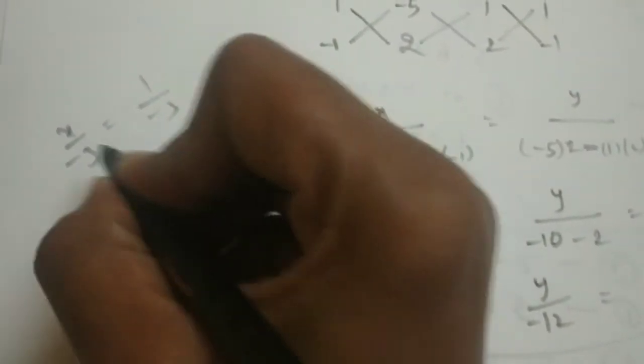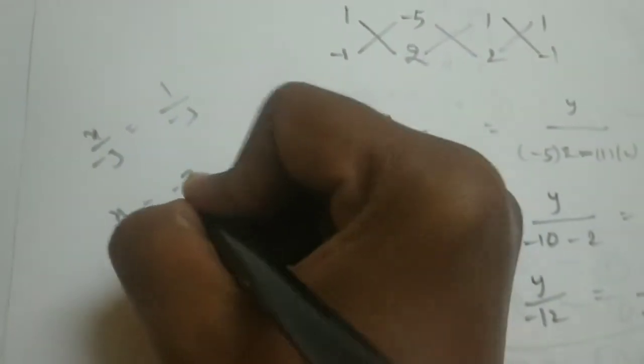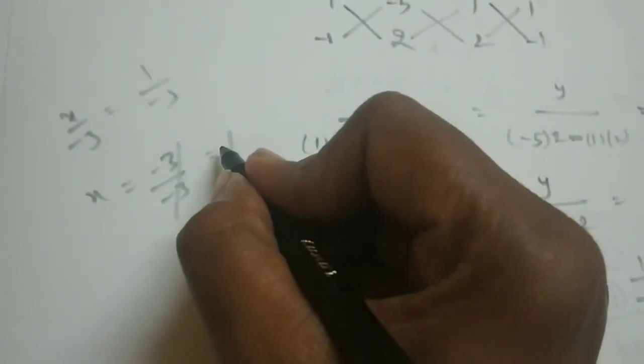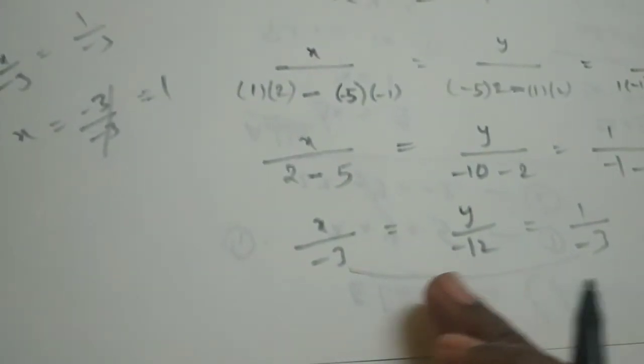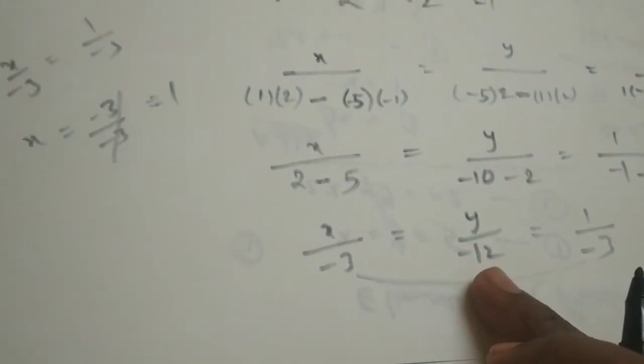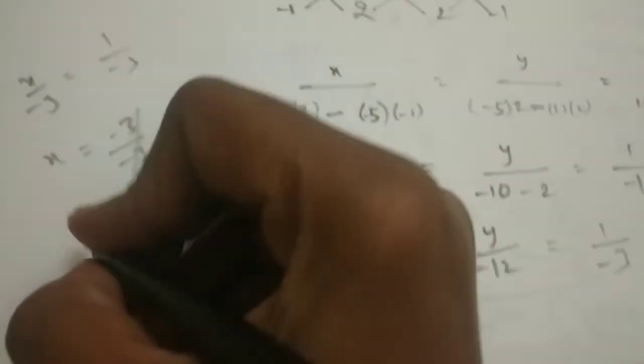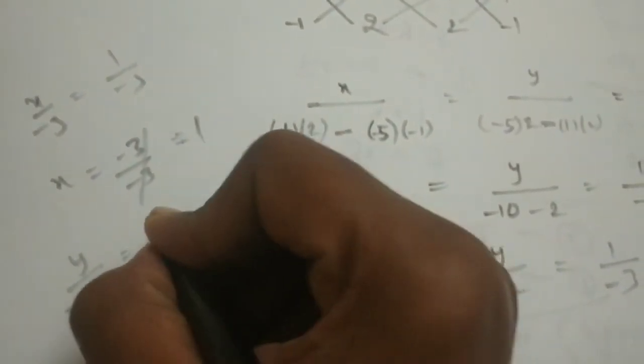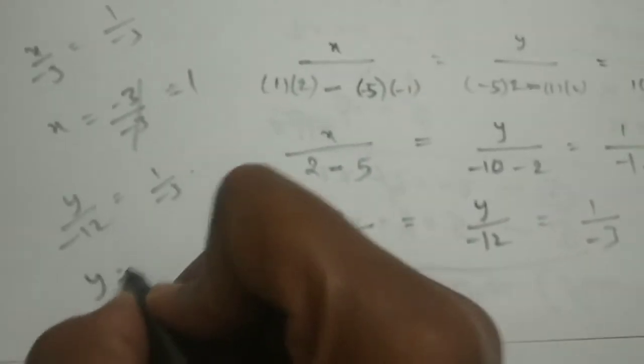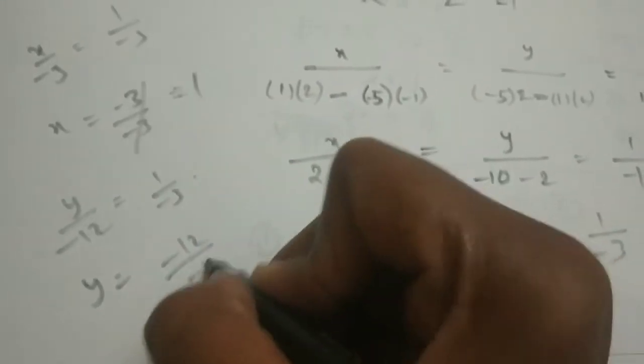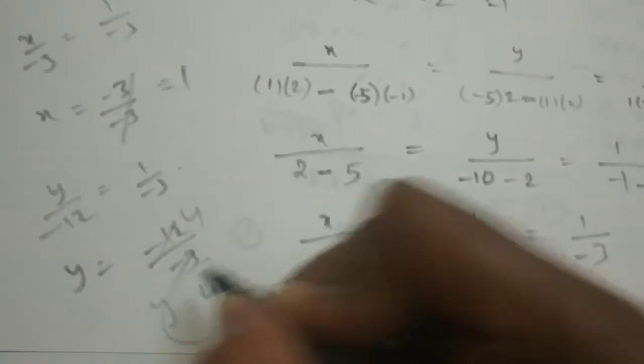So x is equal to minus 3 by minus 3, then you will get x value equal to 1. So x is over. Now see the y value. To get the y variable, equate these two. y by minus 12 is equal to 1 by minus 3. Then by cross multiplication, y equals 4. So therefore x is equal to 1 and y equal to 4 is the solution for the equations.